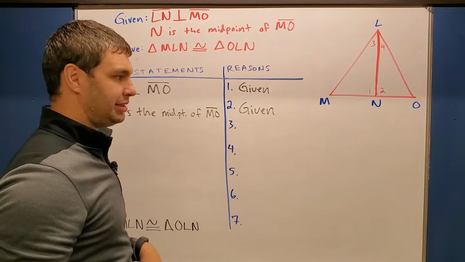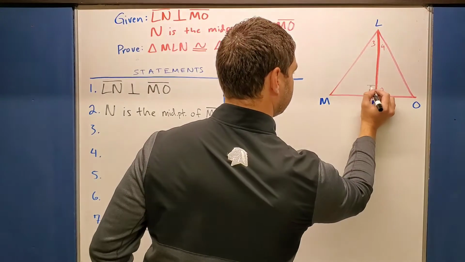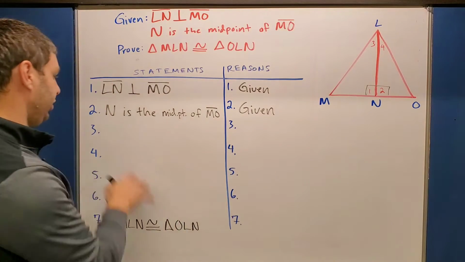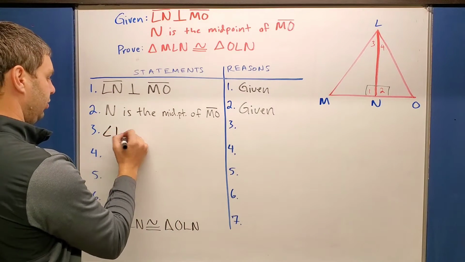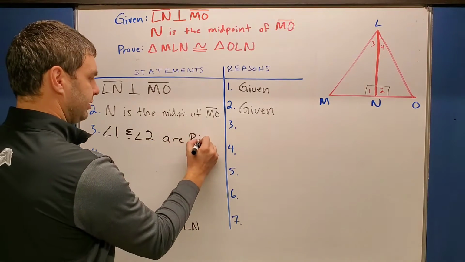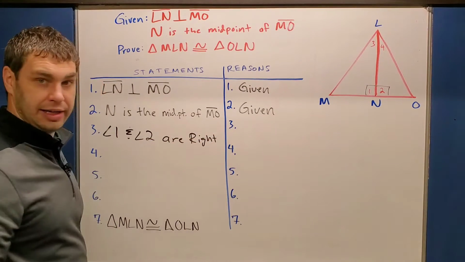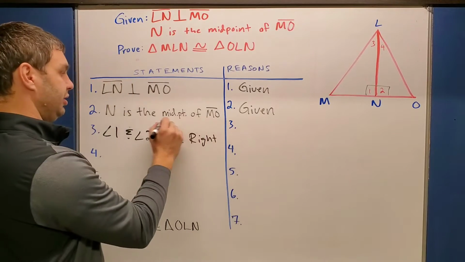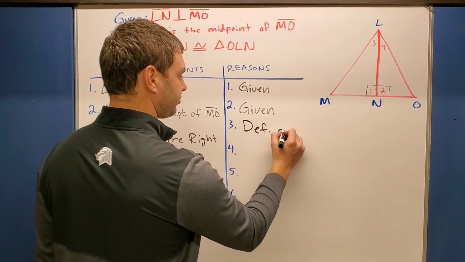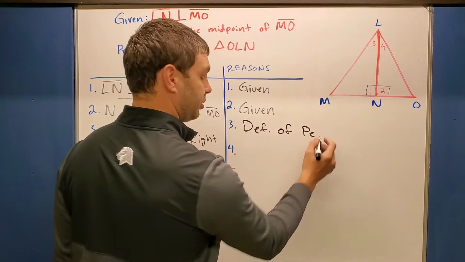What that will do for me is actually give me right angles for angle 1 and angle 2. In fact, let's say that right now in our next line. We're going to say angle 1 and angle 2 are right. They are right angles, okay? And the reason is just going to be the definition of perpendicular, or perpendicular lines maybe.